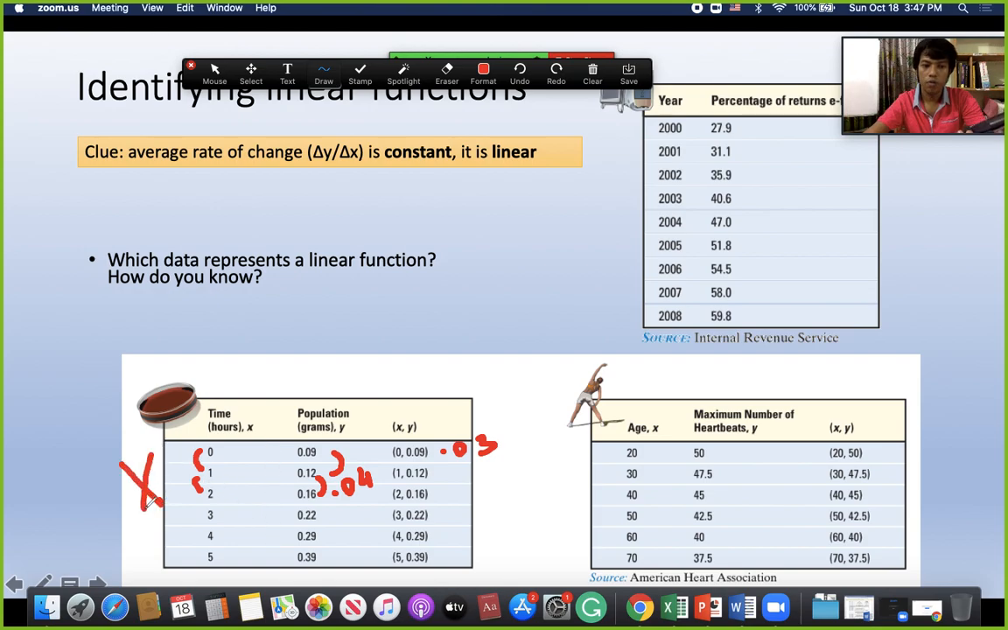So our conclusion is this is not linear, because if you take the difference, 0.12 minus 0.09 is 0.03, and this is 0.04, which is not the same. They are different. Okay, now look at this one.